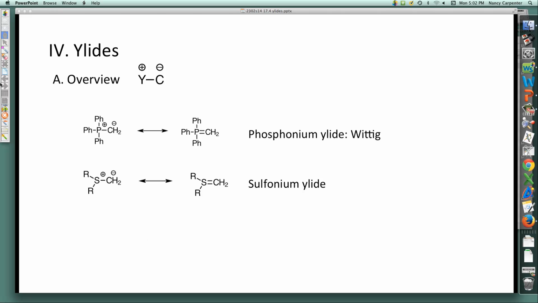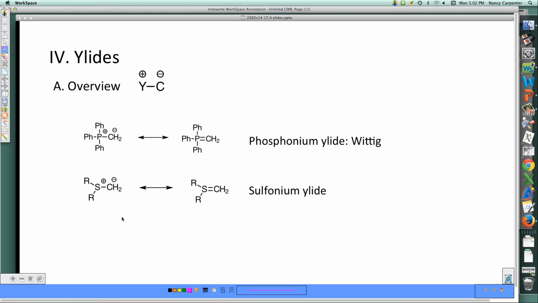So, what to point out here is the very important resonance contributors that show how these negative charges on the carbon can be delocalized, in this case into sulfur to make a sulfur carbon double bond or a phosphorus carbon double bond. And note that phosphorus can have 10 electrons, so this is not a violation of the octet rule, and in fact sulfur here also has 10 electrons, we're just not showing that lone pair. So these are the ylides of interest in chapter 17.